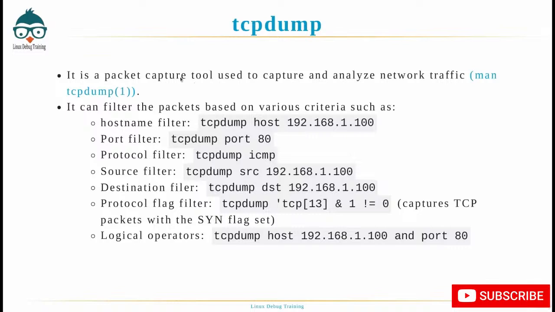Tcpdump is a packet capture tool used to capture and analyze network traffic. It can filter packets based on various criteria, such as the hostname filter, which filters packets based on a hostname; the port filter, which filters packets destined to a specific port, for example port number 80; and the protocol filter, which filters packets based on the protocol specified, such as ICMP, TCP, or UDP.